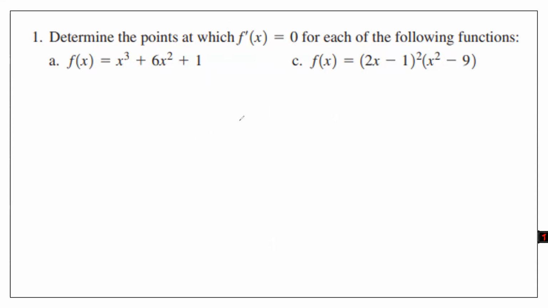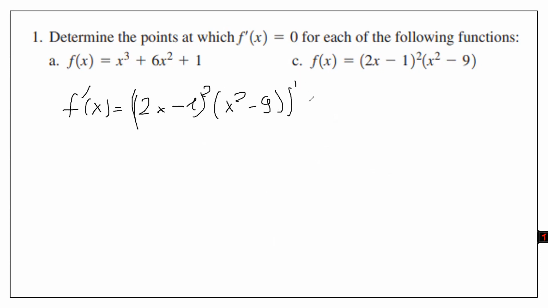Perfect. So, the second one: the function f of x, and we need to find its derivative. I would prefer to list it down first: (2x minus 1) to the second power times (x squared minus 9), and we differentiate this all together. So here I would have to use the chain rule and the product rule.